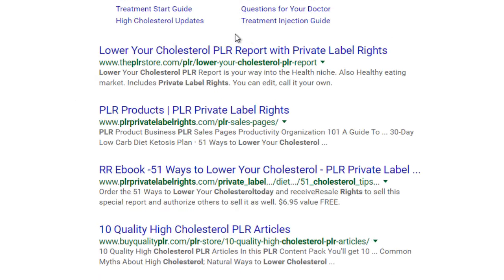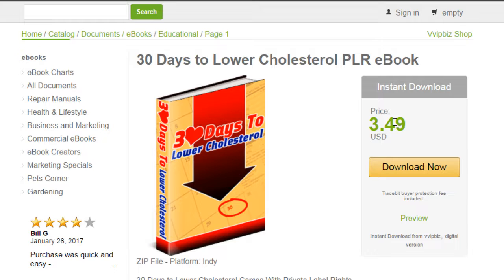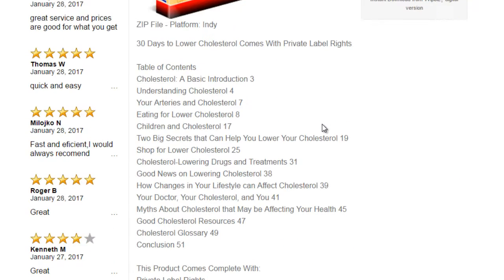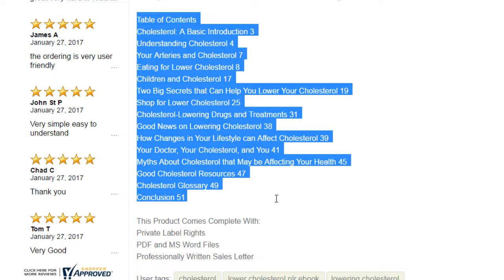So you're going to see PLR or private label rights. You can do a search for PLR as well. Same thing, same acronym. And you can see that this is $3.49. It's 30 days to lower cholesterol, PLR ebook. And you want to make sure that you see what's inside the ebook.